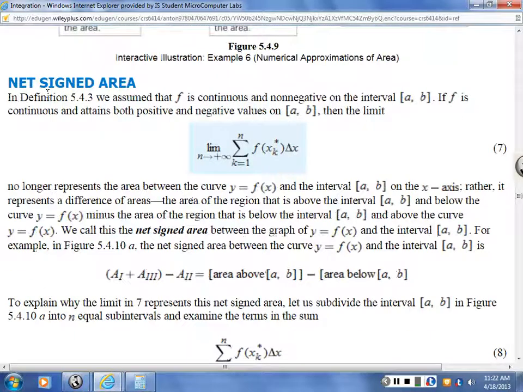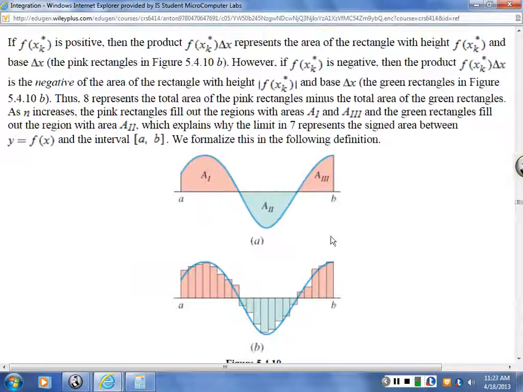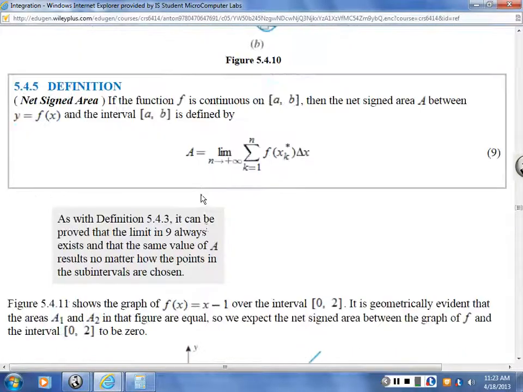So net signed area takes this into account because the height of the rectangle would then be negative. So I'd be adding a negative number. Here, what the net signed area is going to come into effect when we look at 5.5: if my function is above the x-axis and I find that area, that's positive area. If the function is below it, it's a negative area. This net signed area is also represented here.